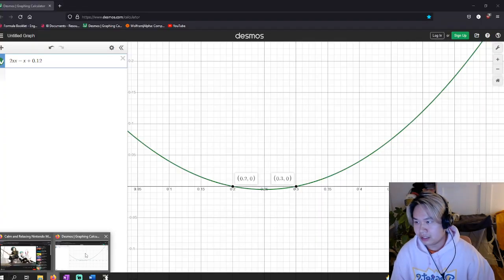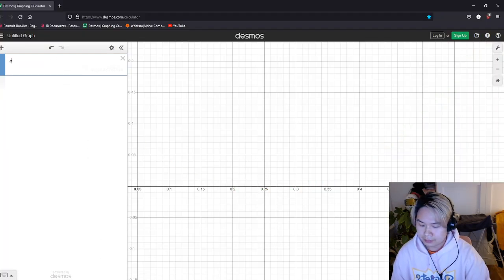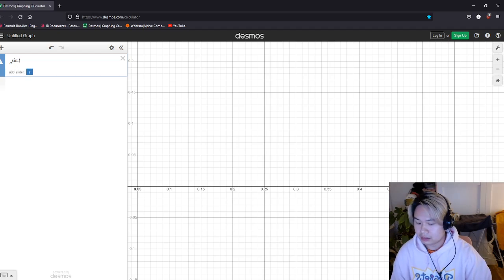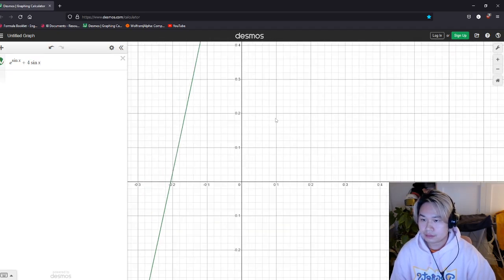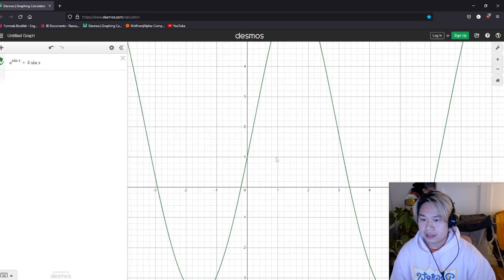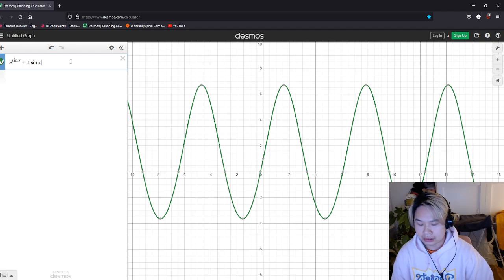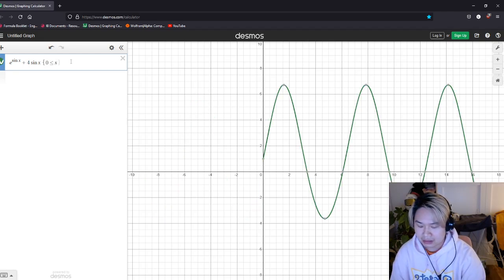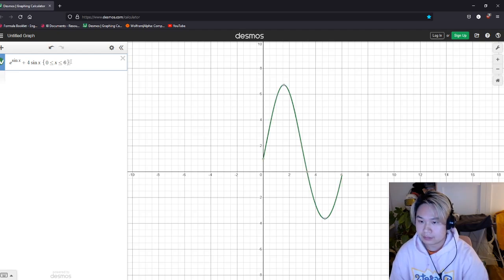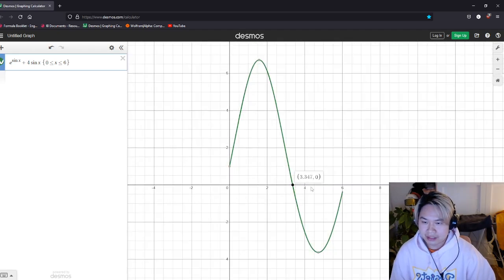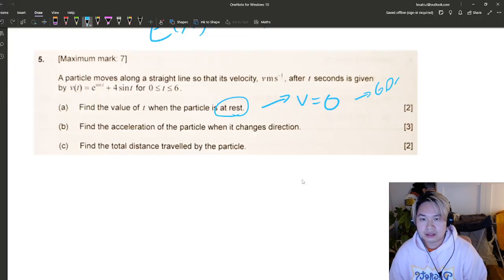And so we can just go to our graphing display calculator, type in our function. So e to the sine t, or sorry, x, plus 4 sine x. Okay. And then you have all of this stuff. Now, of course, this is between 0 to 6, so you can change your window to 0 to 6. I can, on Desmos, literally restrict my domain to 0 to 6. And as you can see, there's only one value where it is at rest, which is right here, 3.35. So GDC, x-intercept. I'm not sure if I accidentally said v-intercept, but yeah, x-intercept. 3.35.